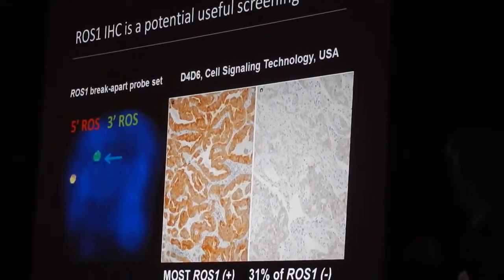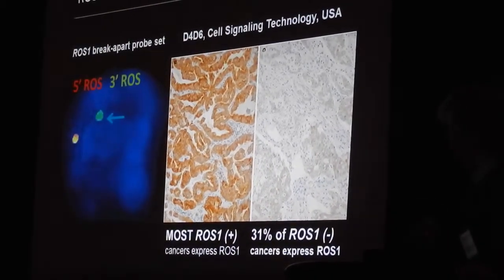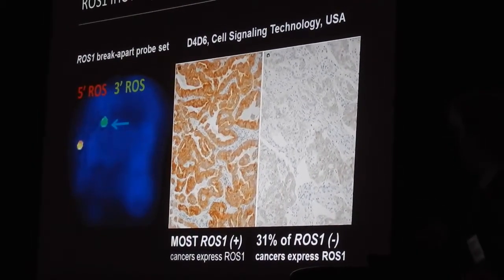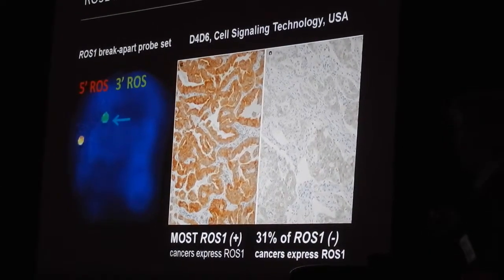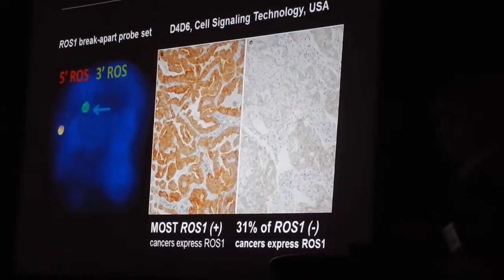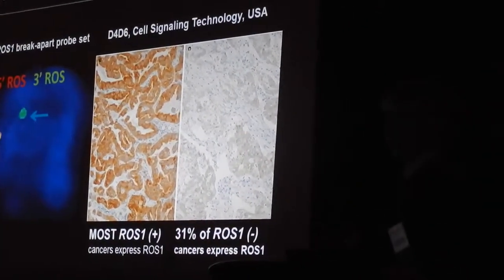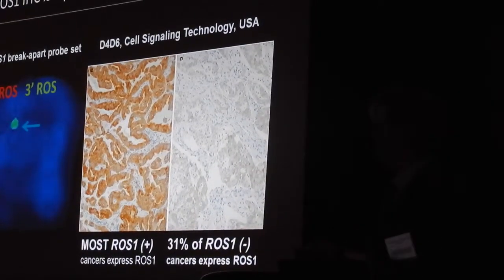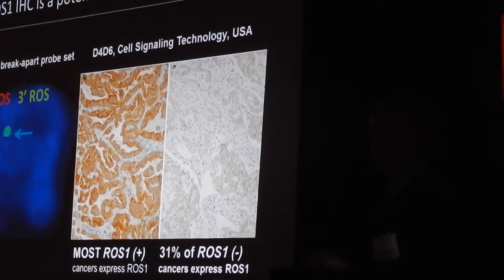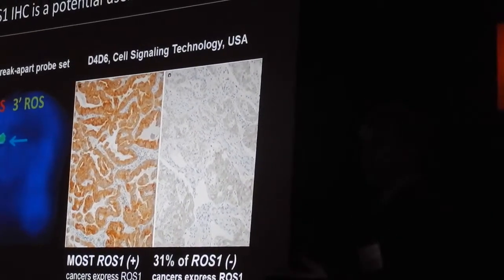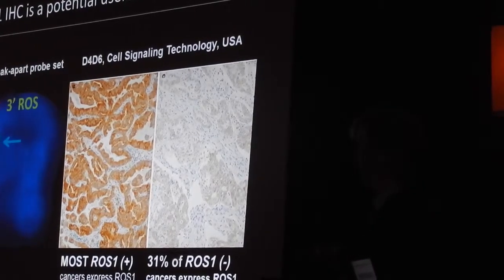There's also an antibody made by Cell Signaling Technology in the United States. It's called D4D6. It stains ROS1-positive cases. The issue with this antibody is that it also stains cases that are ROS1 negative, about 31% of them, so you get a lot of false positives. But when you consider that ROS1 is about 1% of lung cancer, if you're going to do FISH on all your cases, it's very expensive and time-consuming. So this is a good first step at developing an easy-to-use immunohistochemistry screen for teasing out your cases that may then need to go on and have follow-up FISH.